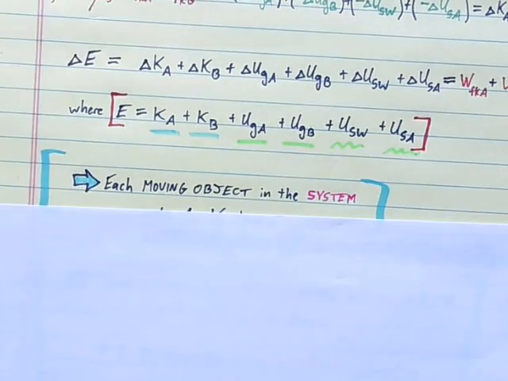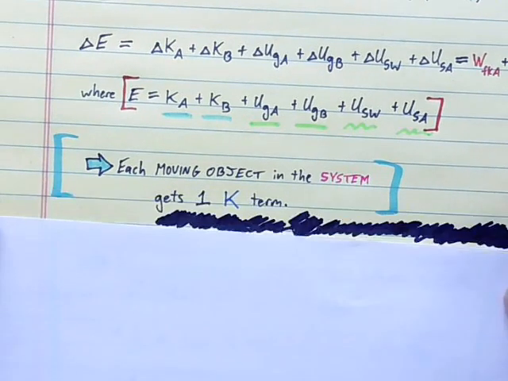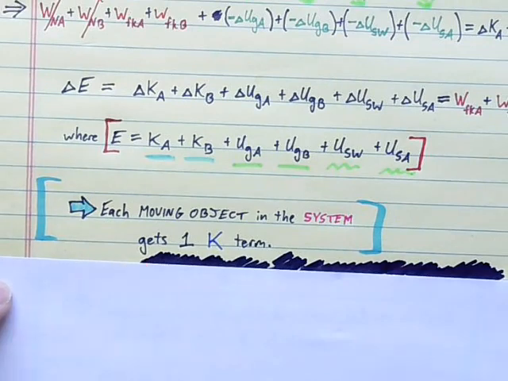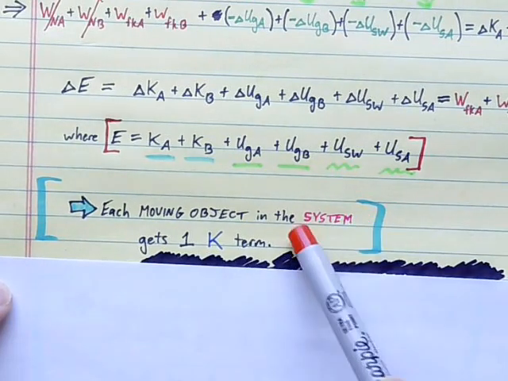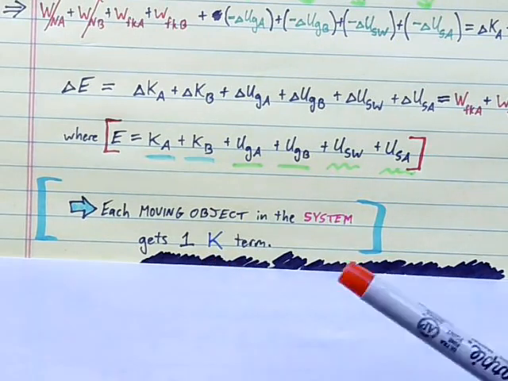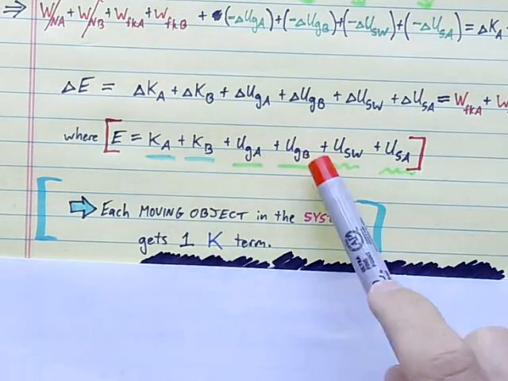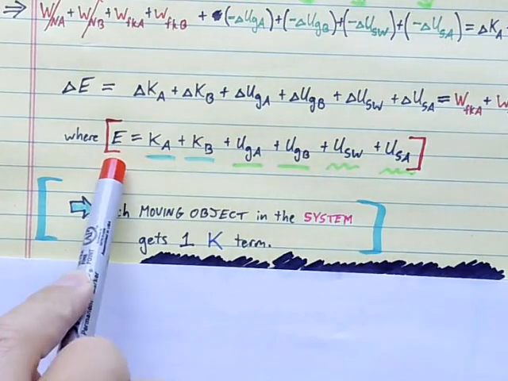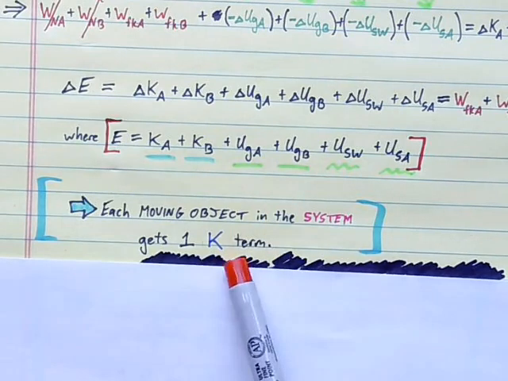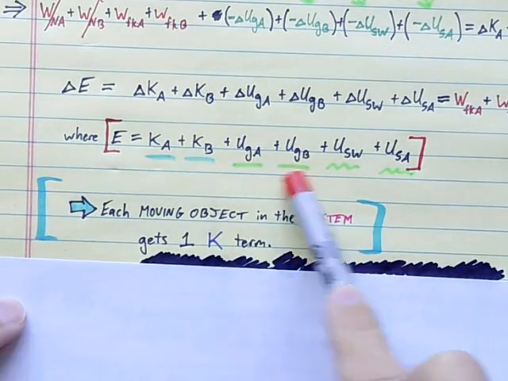So here are my summarizing concepts. Each moving object in a system with multiple moving objects gets 1 kinetic energy term. So these are sort of like your rules for deciding how to construct the mechanical energy of the system. So each moving object gets 1 kinetic energy term. A and B, both moving, get their own kinetic energies.